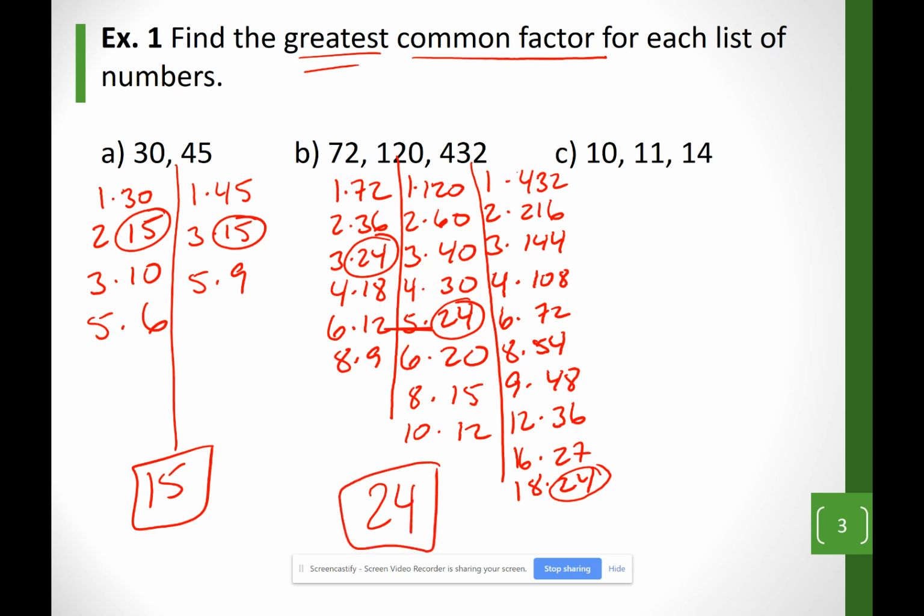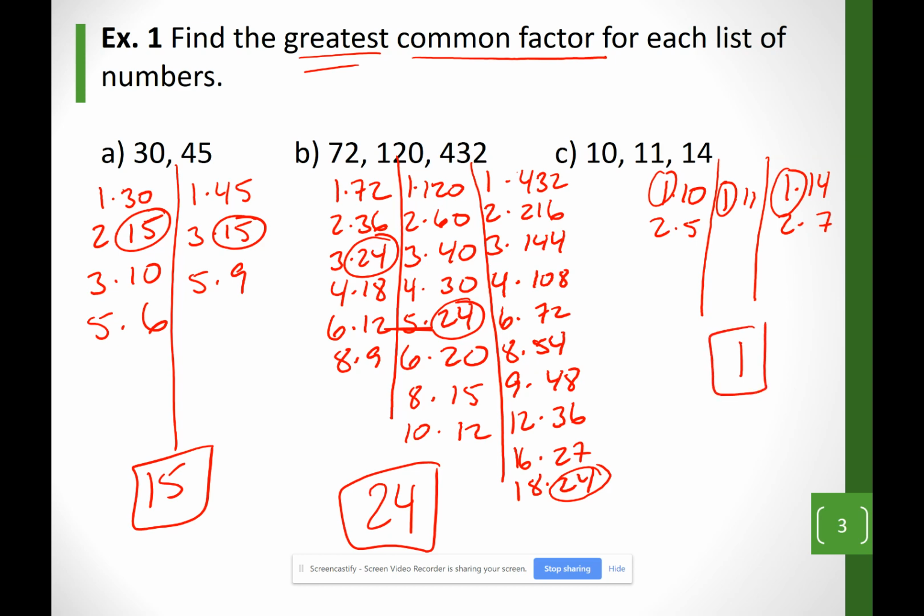Now, for something like example C, I'm going to start with 1 times 10 and 2 times 5. For 11, I just have 1 times 11. And for 14, I have 1 times 14 and 2 times 7. The biggest number that I see in all of them happens to be 1.